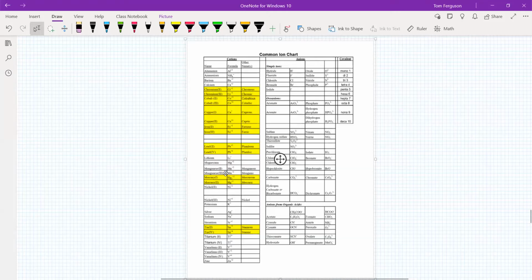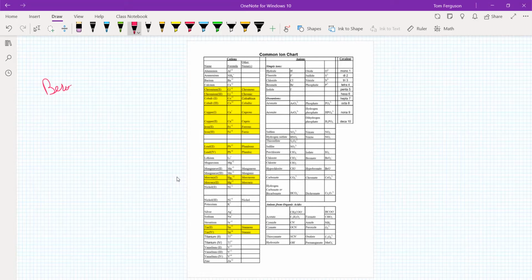Now, sometimes in this chart, there are things that are left off. If they're left off, I'm going to show you what you're going to do. Okay, so for example, what is the formula for beryllium chloride?